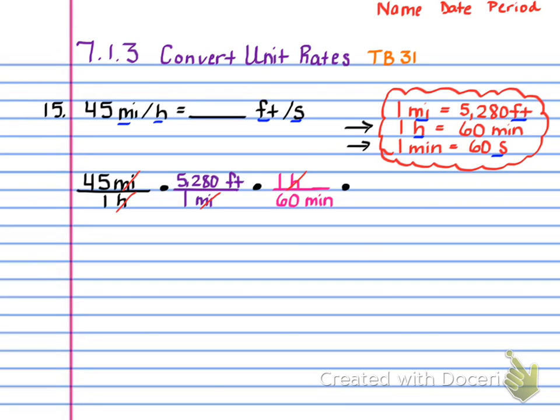So now we're going to use that last piece of our conversion bubble, and notice we need to get rid of the minutes, so that means 1 minute is going to go on top, like you see here. So 1 minute per 60 seconds, and then we're going to cross simplify out the minutes.